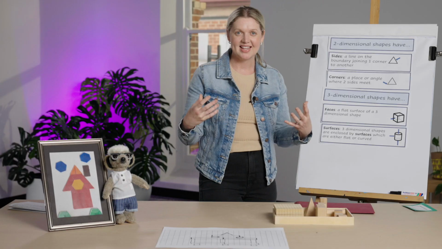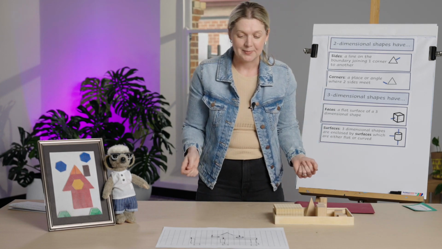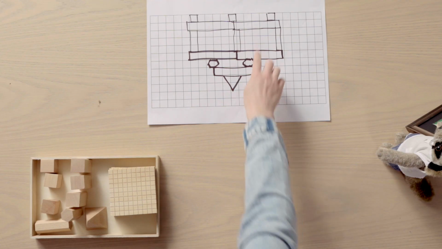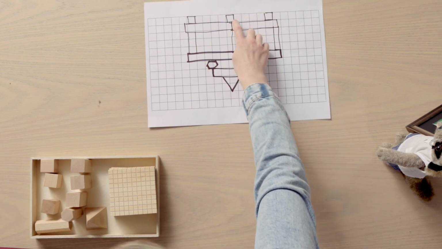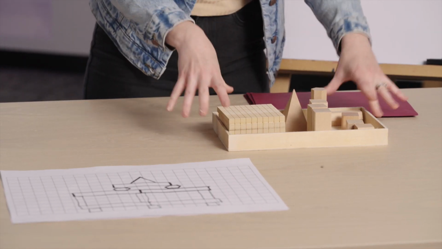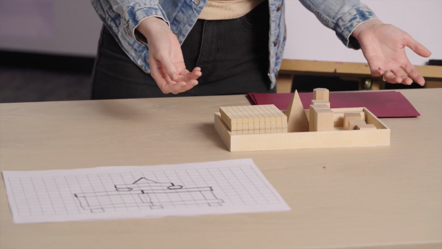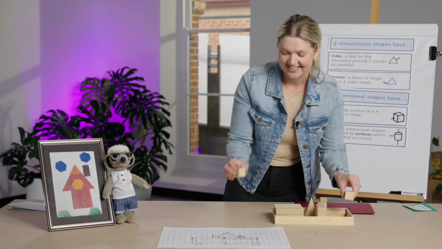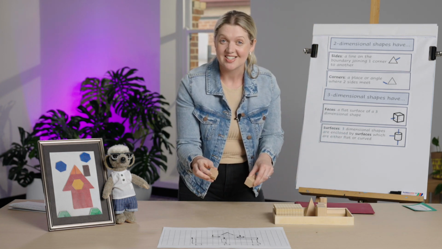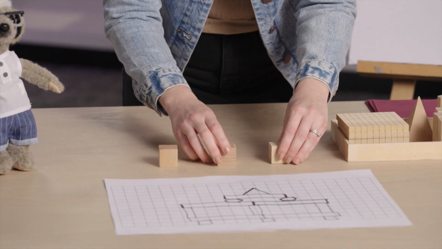Okay, so here's my design, and now I have to start building. So I can see that the base of my treehouse has squares. So I'm wondering which of my 3D shapes have a square on it. There's a couple, but I think I'm going to use these. So one of the faces are a square. Let's put these down as our base.